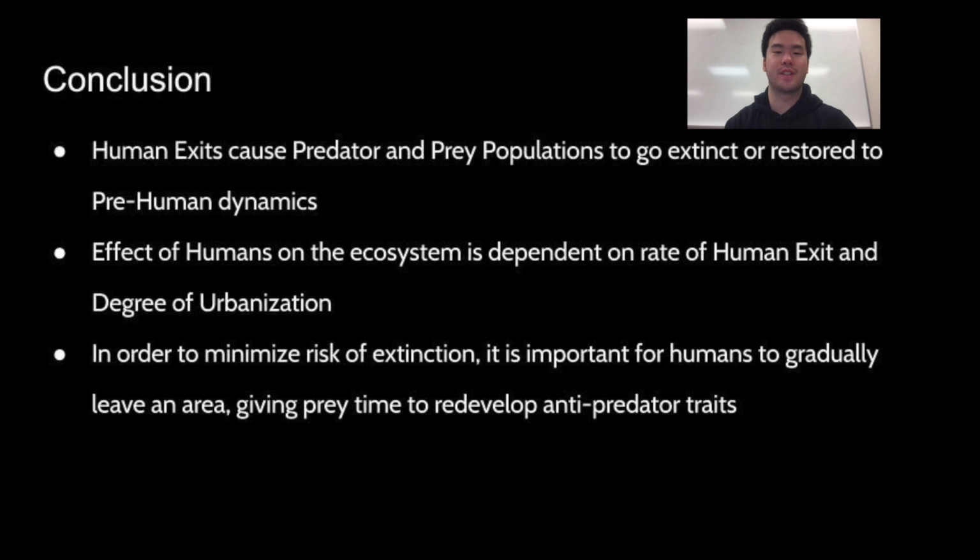In conclusion, human exits either cause predator and prey populations to go extinct or restore back to their pre-human dynamics. Effects of humans on the ecosystem are dependent on the rate of human exit and degree of urbanization. In order to minimize risk of extinction, it is important for humans to gradually leave an area, giving prey time to redevelop their anti-predator traits.